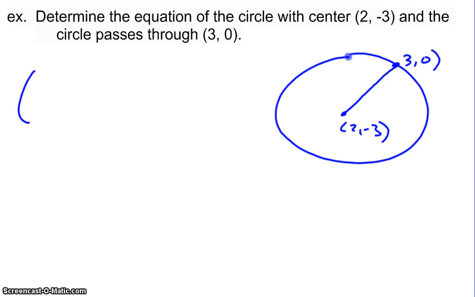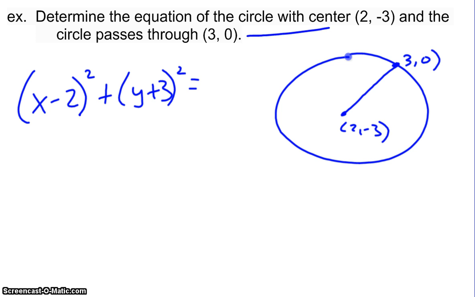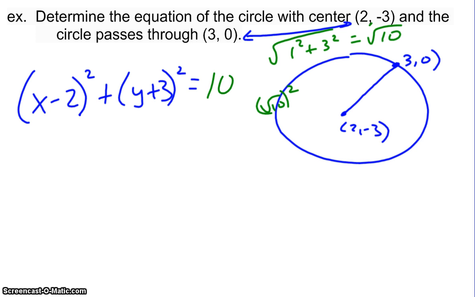So using the fact that we have the center, we can start off writing the formula. And then we can finish it by plugging these two into the distance formula, which you can go ahead and do. And we find out that this is 1 squared plus 3 squared, which is the square root of 10, and because this is the radius squared, we're going to take our radius of square root of 10 and square it, which gives us this equal to 10.